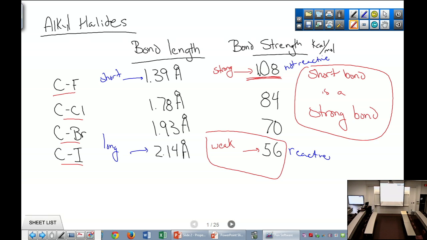So what does this bond strength tell us? Well, a really strong bond is not reactive. Carbon-fluorine bonds are not very reactive. They're not good at doing any kind of chemical reactions. Carbon-iodine bonds are reactive. They're easy to break because they're weak. So the stronger your bond, the less reactive that bond is.